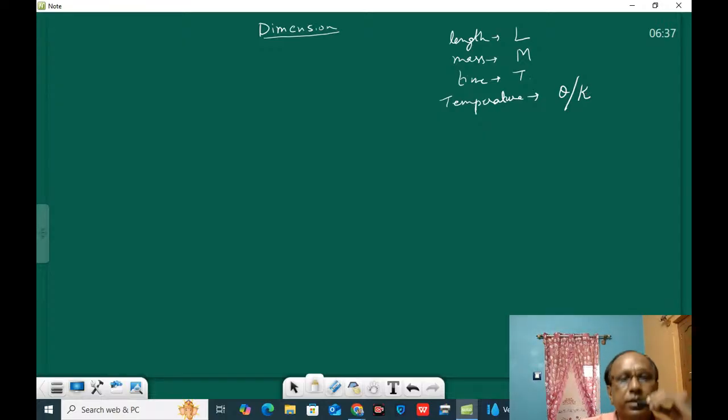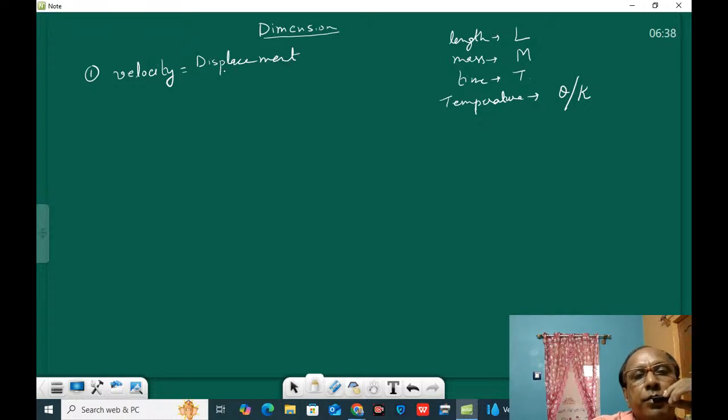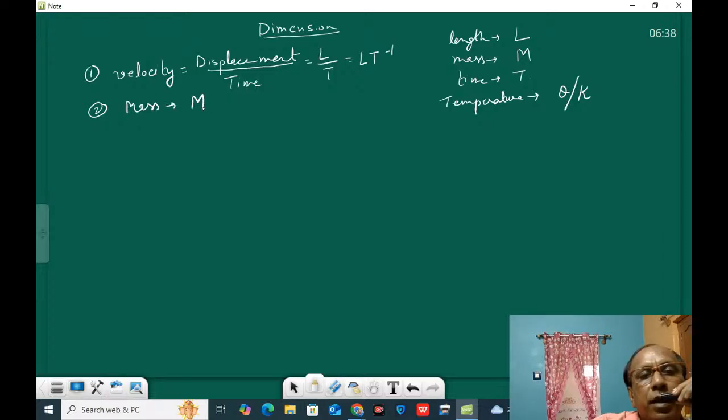We can find the various dimensions. For example, we are finding the dimension of velocity. First, we have to learn the formula. We know that velocity equal to displacement by time. This is the formula. And displacement is a length, therefore it is L, and it is T, therefore the dimension of velocity is L T to the power minus 1. In this way, you have to find the various dimensions, right? And the dimension of mass is only capital M, right?